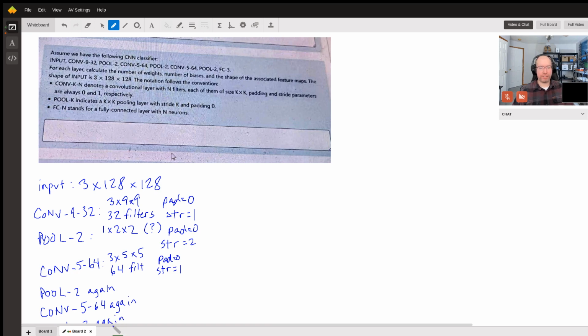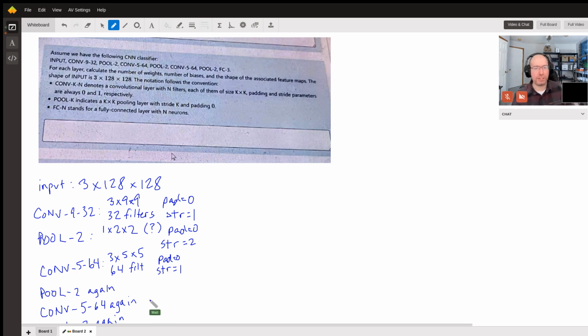Okay, and then FC3. That's a fully connected layer with 3 neurons, so I'll say 3 units. For each layer, calculate the number of weights, number of biases, and the shape of the associated feature maps. All right, so I think we got all the information transcribed in a way that makes sense.